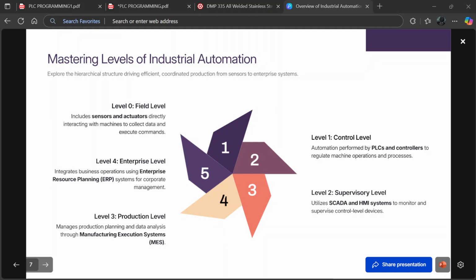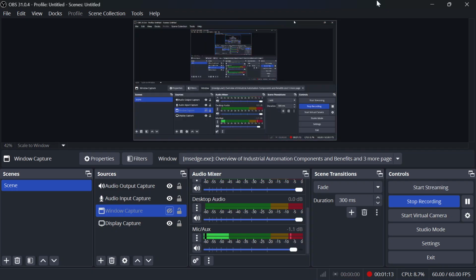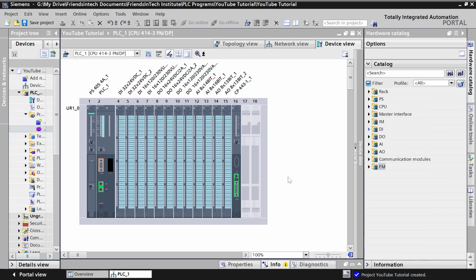So in today's video, we want to explain something important. Our previous video, you can find the link up here. In our previous video, we explained how you can create your first project in TIA Portal and how you can add a CPU, power supply, IO modules, that is digital inputs, digital outputs, analog inputs, analog output cards, and communication card.